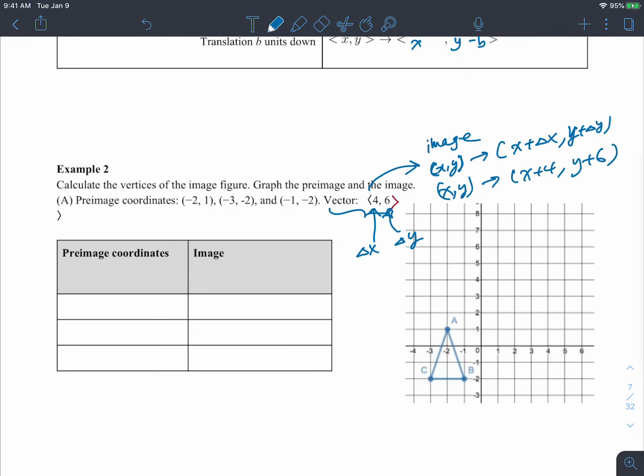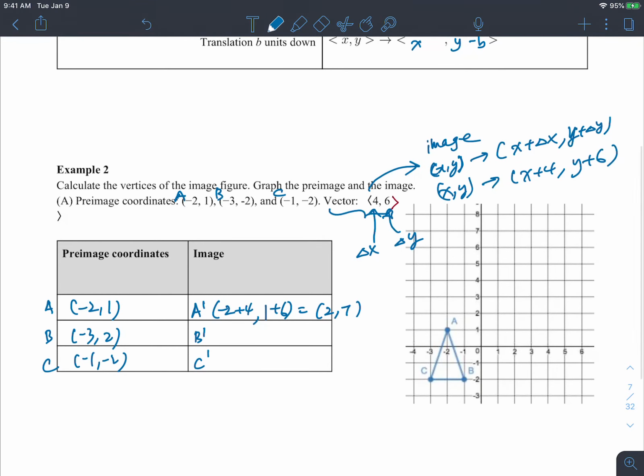So the pre-image is, let's call this, A, B, and C. That would be (-2, 1), (-3, 2), and (-1, -2). So how do I find A prime, B prime, C prime? To the -2, we're adding 4, and to the 1, we're adding 6. And that will give you (2, 7).